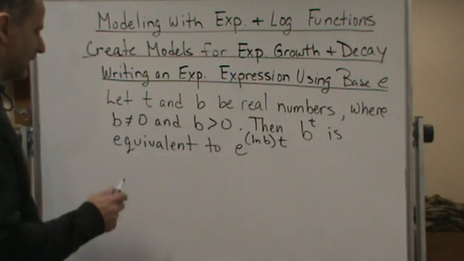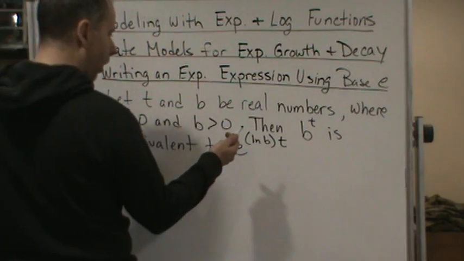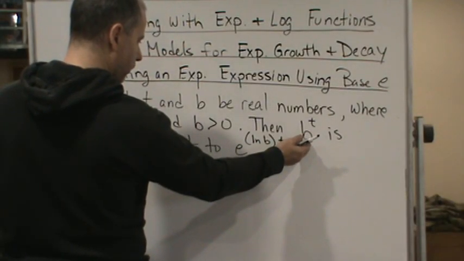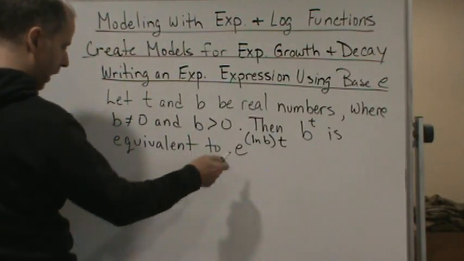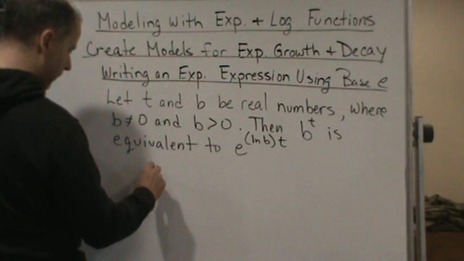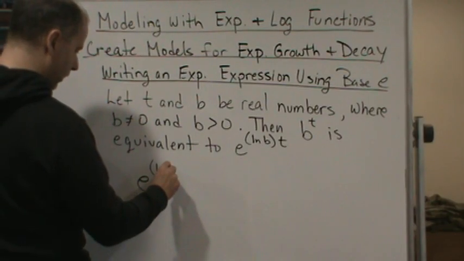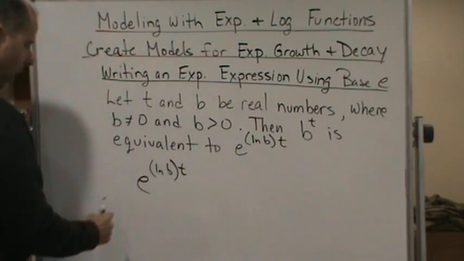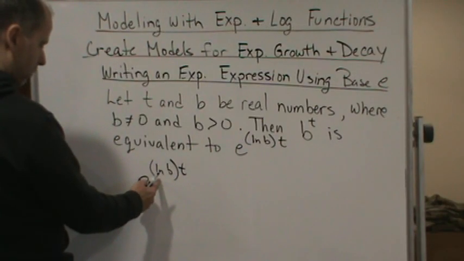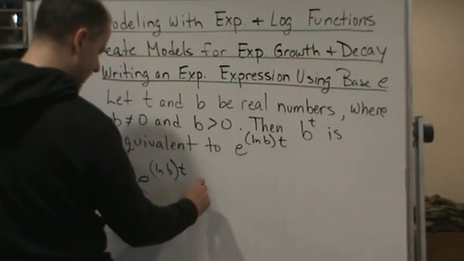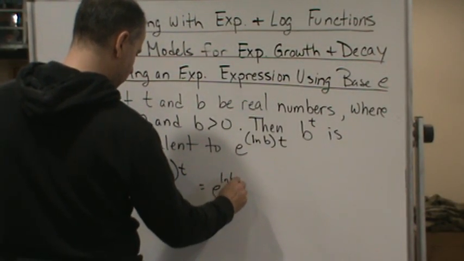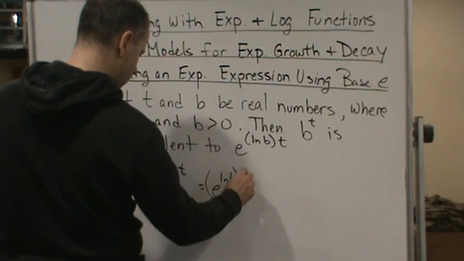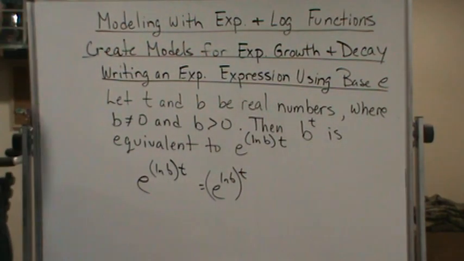And the reason we can say that is because all you're doing is using properties of logs and exponents. If I say this is e to the natural log of b times t, all I can do is use the property of exponents and say, well, this is the same as e to the natural log of b, raised to the t power. Just using the power property.